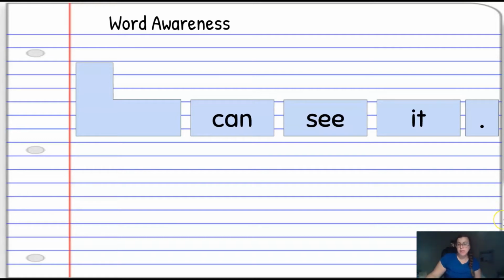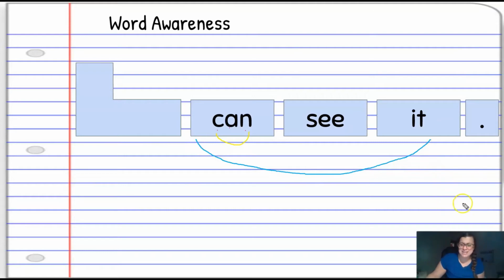sentences. Before we complete this sentence, let's review how we make a sentence. It's important to know sentences are made of words. Words are made of letters. Letters make words, and words make sentences.